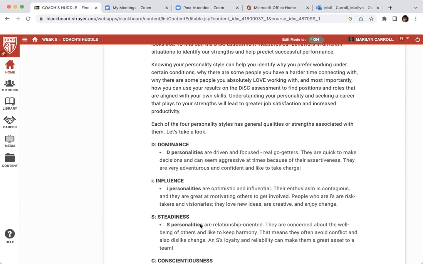Steadiness. S personalities are relationship oriented. They are concerned about the well-being of others and like to keep harmony. That means they often avoid conflict and also dislike change. And S's loyalty and reliability can make them a great asset to a team. And the last one is C.